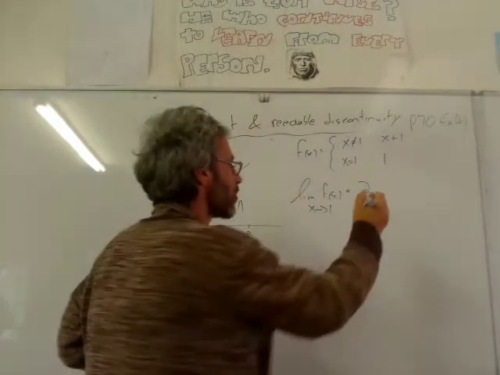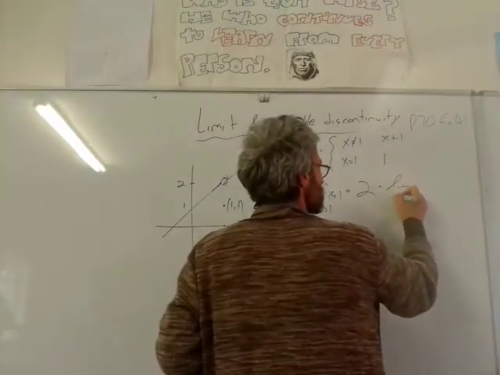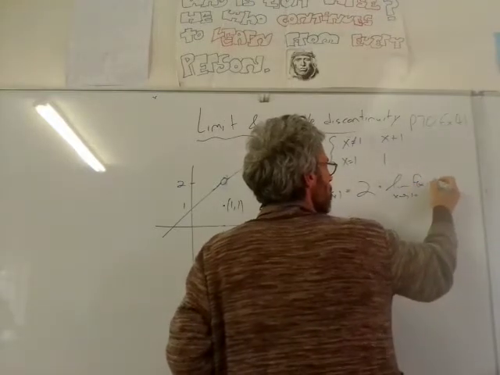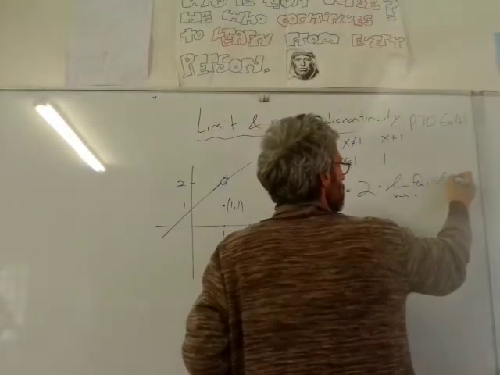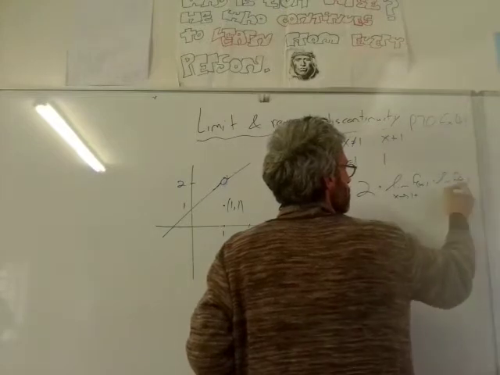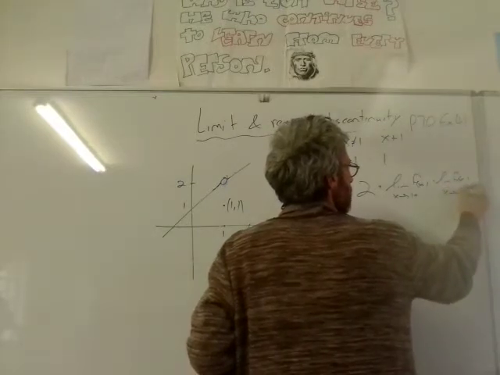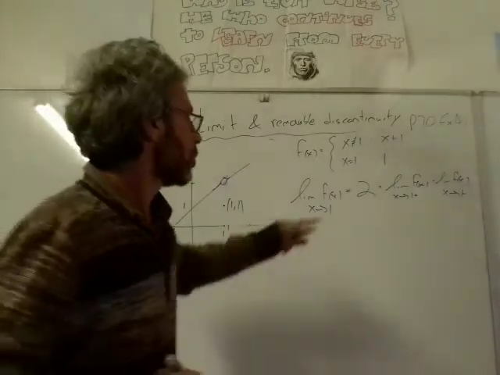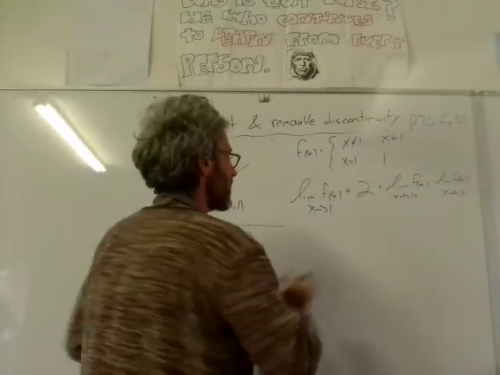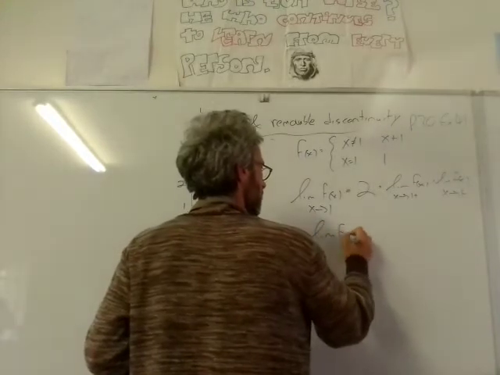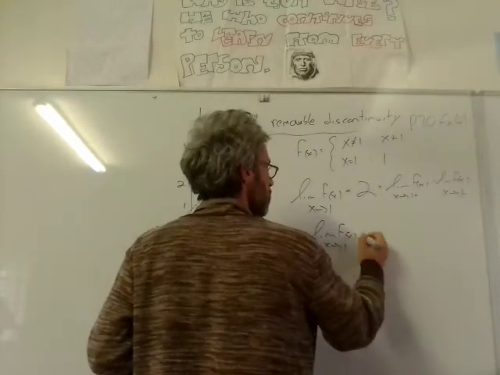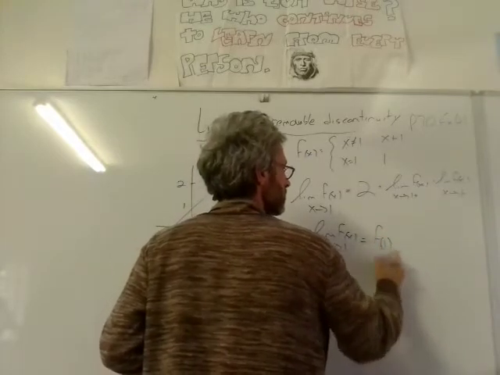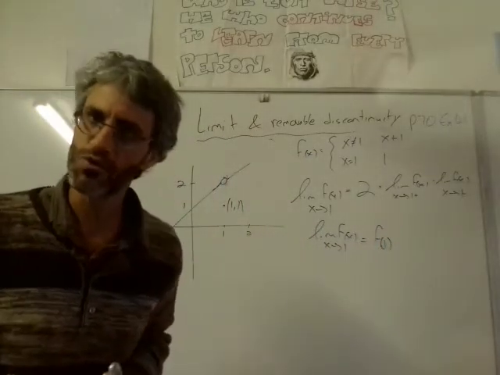And I'll just write it, it's going to be the same as the limit if I approach 1 from the positive side, or if I approach 1 from the negative side. Okay? So there is a limit. But is that limit equal to that function? Is the limit of f of x when x approaches 1 equal to f of 1? And the answer is no.